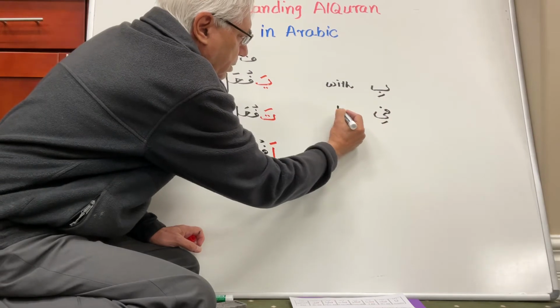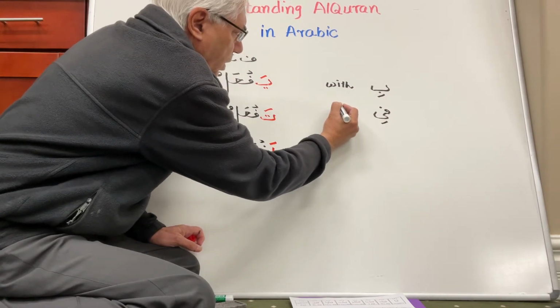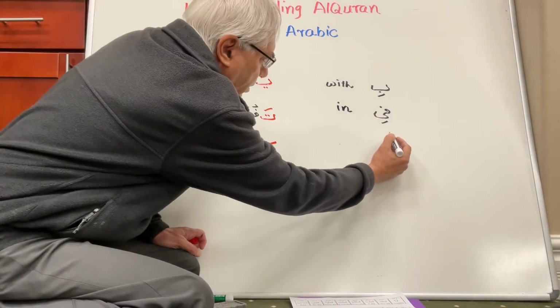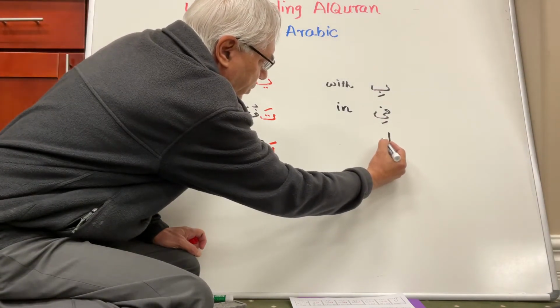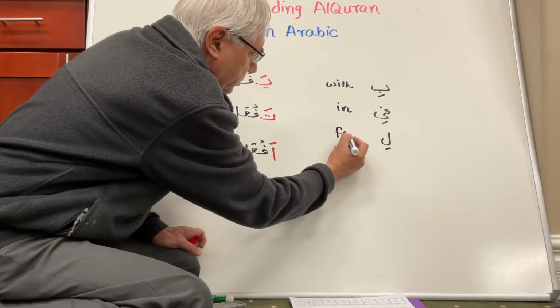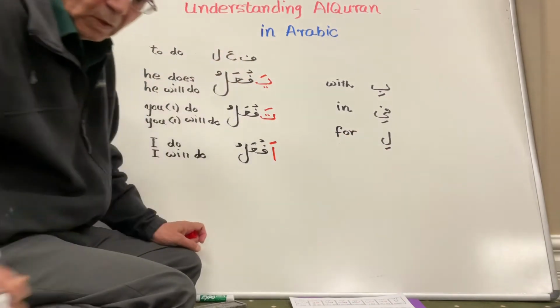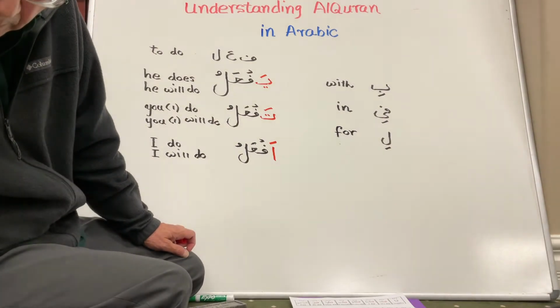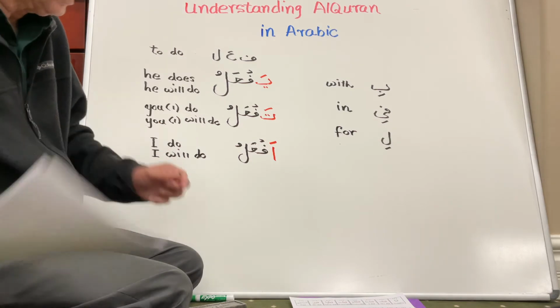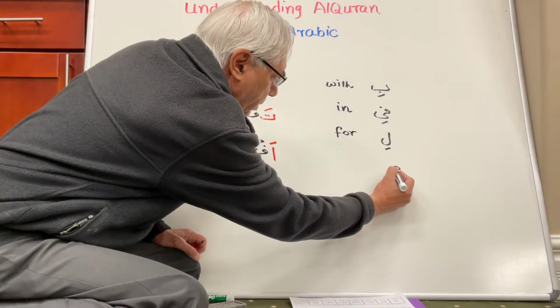Fi means in, okay? And then there is this one, lam with a zer, li. This means for in English, okay? And I think these 3 are enough for today. And actually min, one more. Min means from.